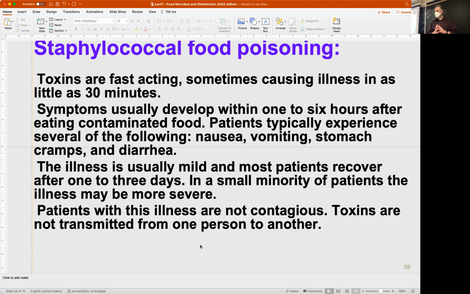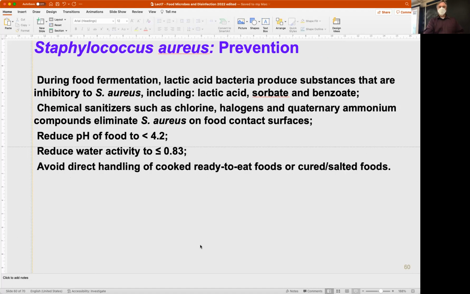It's a fast-acting toxin, and it can affect you in as little as 30 minutes. You could eat it, and within half an hour have nausea, vomiting, stomach cramps, diarrhea. Usually the illness is mild. And if you have a staph food infection, it's not contagious. You can't transmit the toxin from one person to another. It's the skin that you want to wash off.